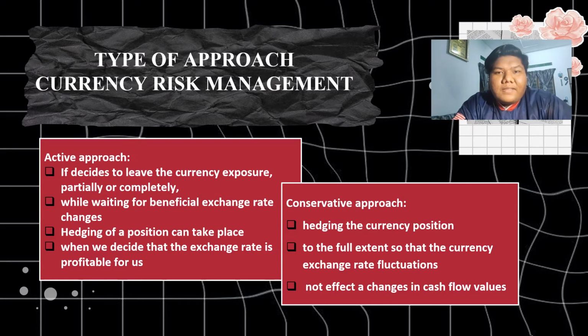First is the conservative approach, meaning hedging or protecting the currency position so that currency exchange fluctuations do not affect changes in cash flow value. Second is the active approach. If we decide to leave the currency exposure partially or completely while waiting for beneficial exchange rate changes, hedging of the position can take place when we decide the exchange rate is profitable for us.